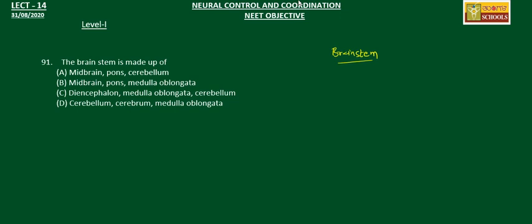So the brain stem consists of midbrain, then it consists of pons, and then it consists of medulla oblongata. So these are the three regions that make up the brain stem.